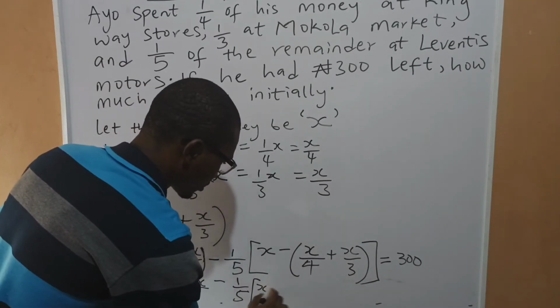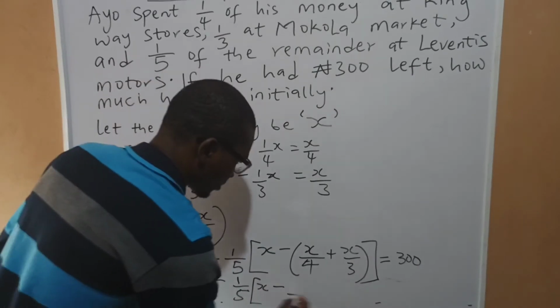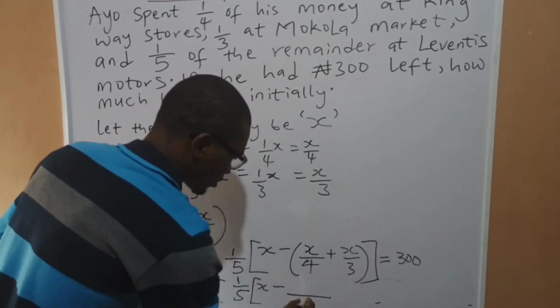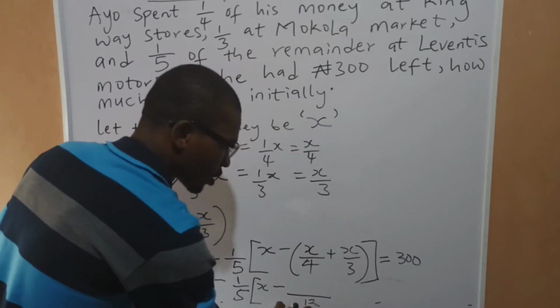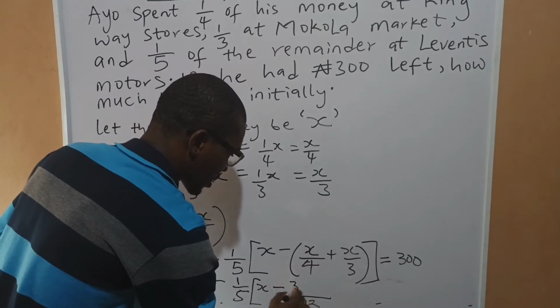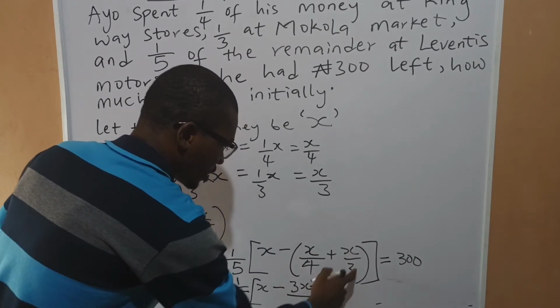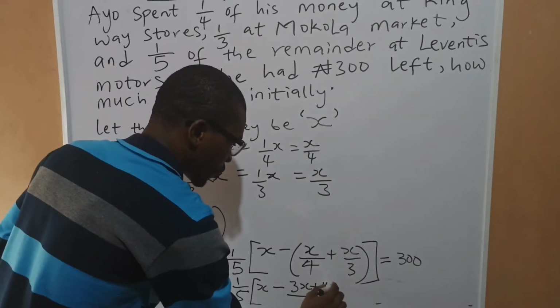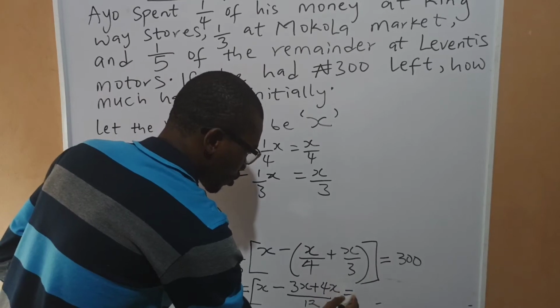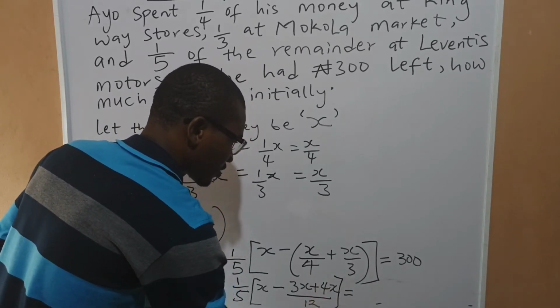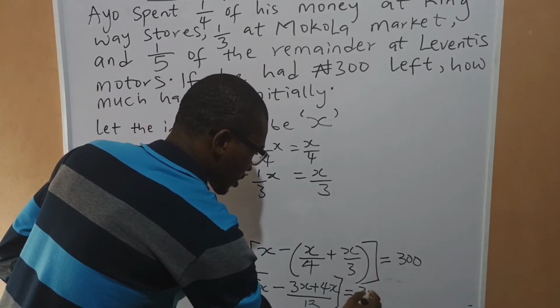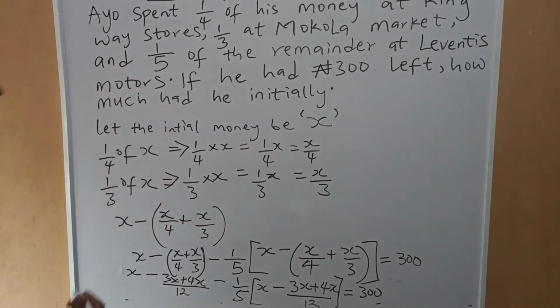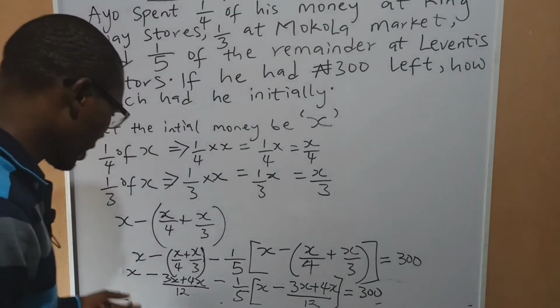We have x minus, remember that the common LCM of 4 and 3 is still 12, and 4 divide 12 is 3, and 3 multiplied by x is 3x, plus then 3 divide 12 is 4, 4 multiplied by x is 4x, and that is equal to, okay, we close the bracket, and that is equal to 300. That sounds very simple. Then we can solve further.